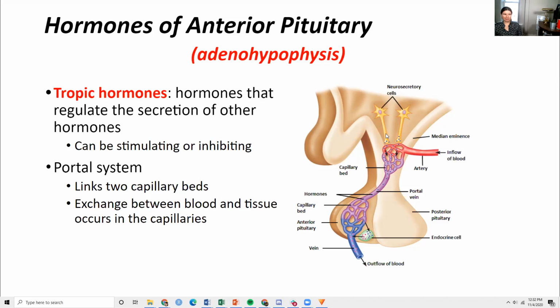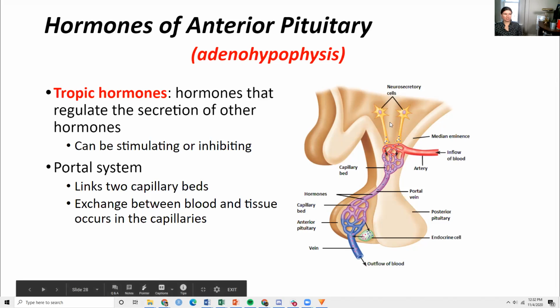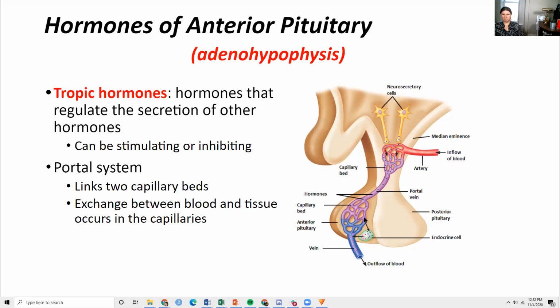That capillary bed leads via a vein, a portal vein, into another capillary bed, which is then in contact with the cells of the anterior pituitary, which then release their own hormones. So this is a series of kind of complicated steps. We call this system, this blood system, and we'll see this set up in a couple of places in the human body, a portal system.